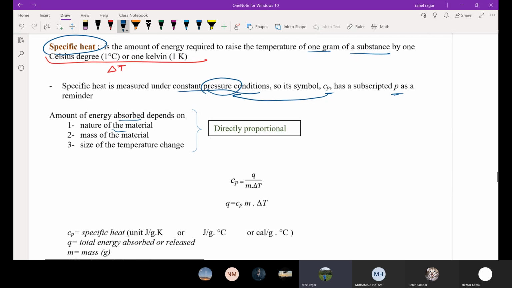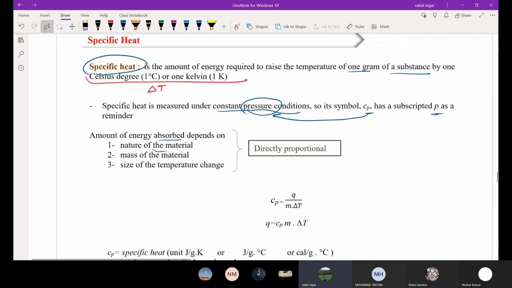So nature of the material, all right, nature of the material makes the energy different. Two, mass of the material. So the more mass you have, the more energy you need to make it hot.